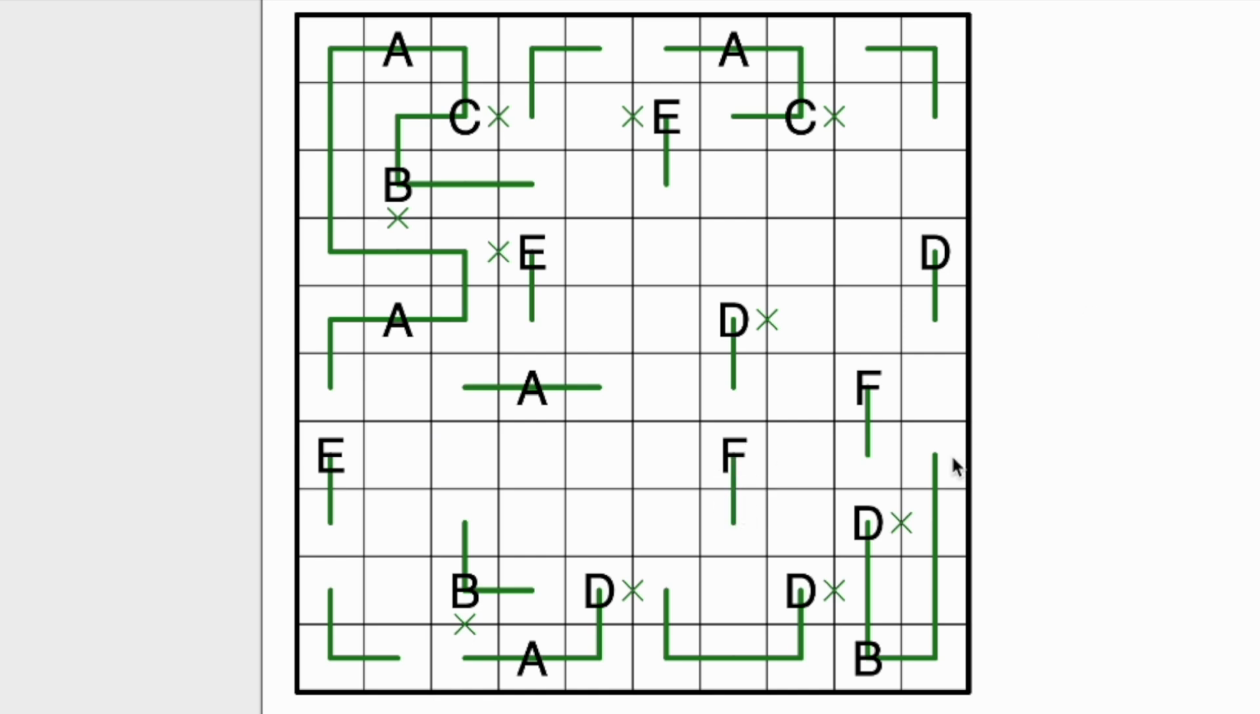Okay, so between D and E and F, one of them goes north, one of them goes west, one of them goes east. Does that tell us anything? Not really. Not really yet. Okay.